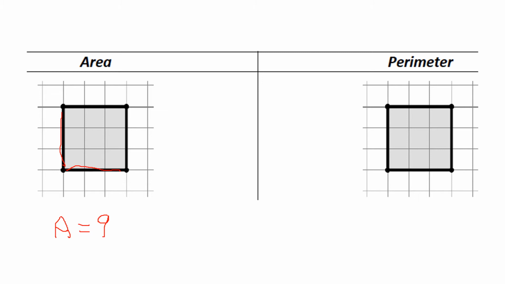If we're looking at perimeter, that means adding up all the sides on the outside. Well, there's 4 sides. All of them are 3. So the perimeter, in this case, is equal to 12. I promise I'll get better on my writing on PowerPoint. But this is what you're going to have to find today. Now, some will be easier than others.